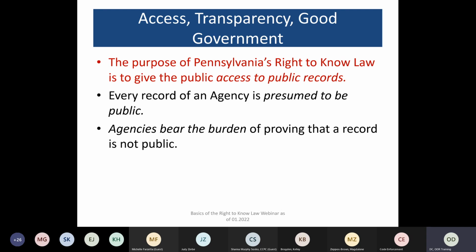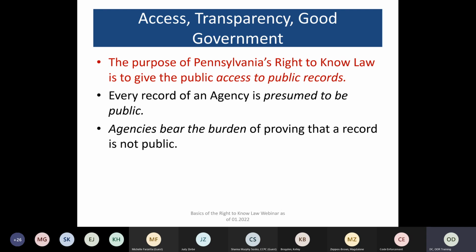actually asking for. Now, as far as the law goes, there's a couple also fundamental precepts here that we have to be aware of. First is that every record of an agency is presumed to be public. That is your starting point. And you work back from there.